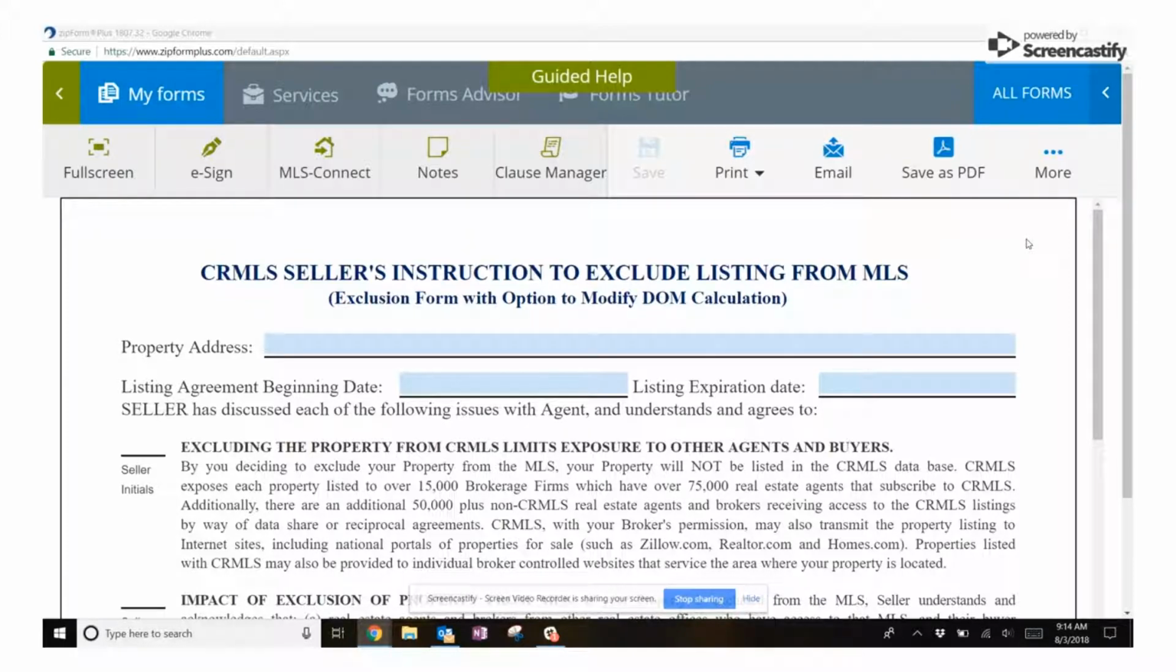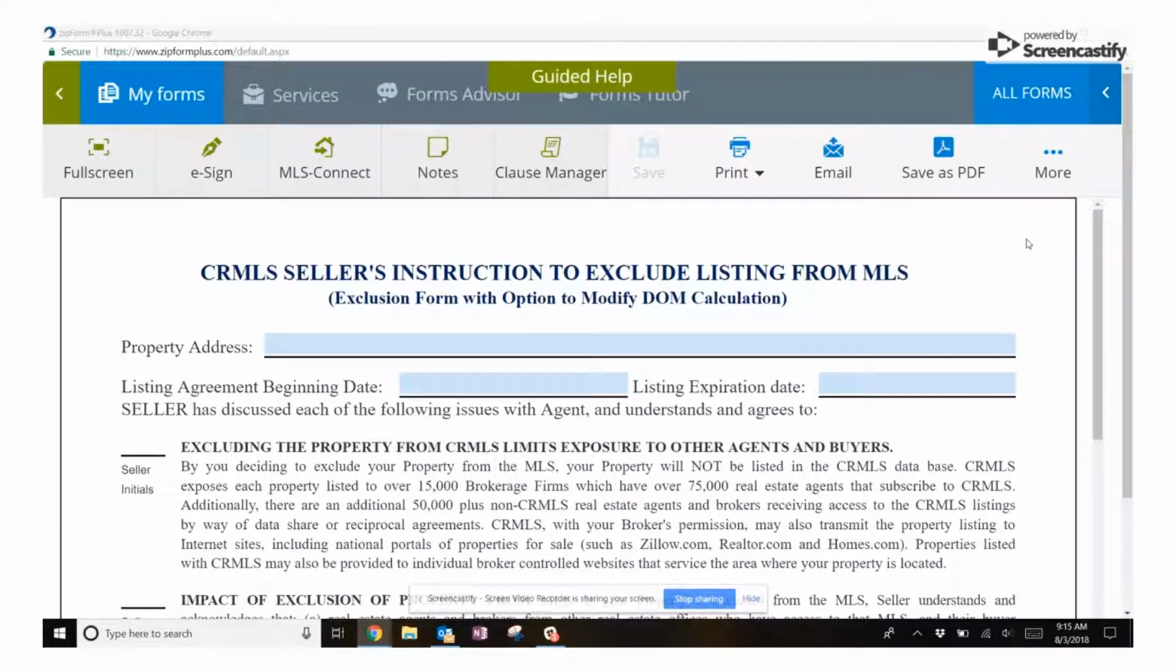Now, the reason why you're using this form is that the seller has expressed to you that they would like to keep the listing out of the MLS. Maybe because they need to remodel, maybe they need to clean it up, do some painting, things like that. The seller does have the right to exclude the listing from the MLS, either for a period of time or indefinitely. But we as agents have to explain to a client the impact of keeping a listing out of the MLS. This is where the CRMLS Exclusion Form comes in.